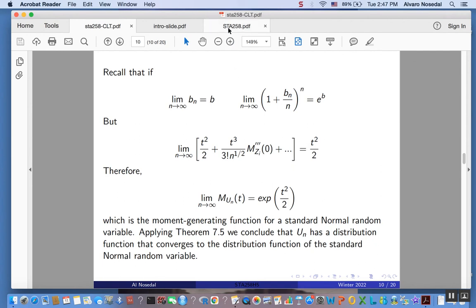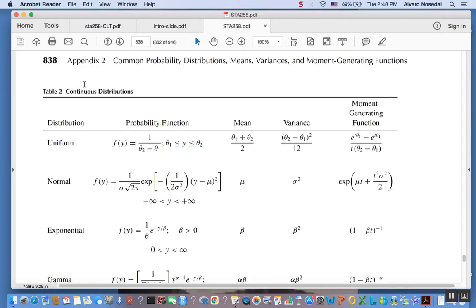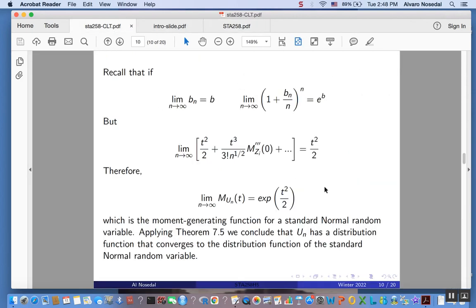So here, if we go to page 838 from our textbook, we have the MGF for a normal with mean mu and variance sigma squared. If we have a normal with mean 0 and variance 1, the MGF reduces to e to the t squared divided by 2. Okay? And you see that? Okay?